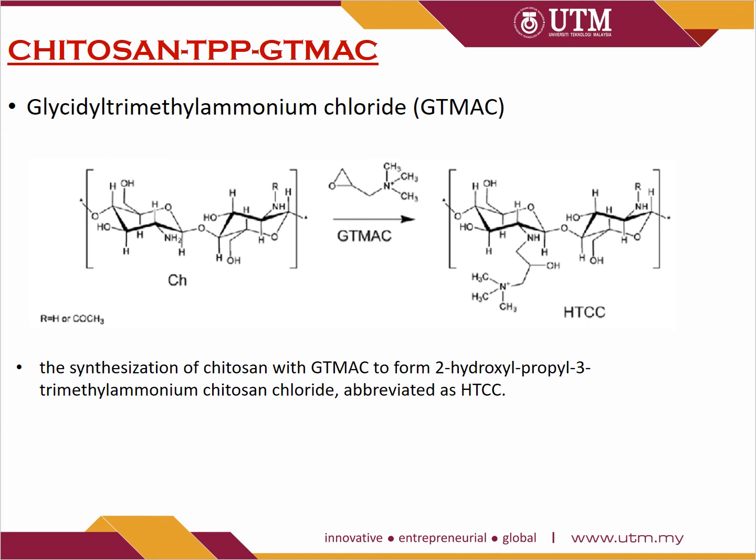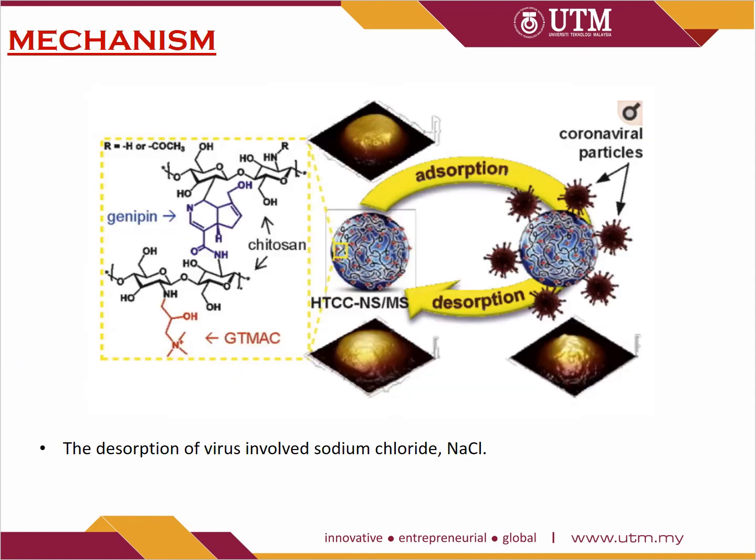This is the synthesization of chitosan with GTMAC to form 2-hydroxyl propyl 3-trimethyl ammonium chitosan chloride, abbreviated as HTCC. So as you can see, the left hand side is chitosan reacting with GTMAC and producing HTCC, hydroxyl propyl trimethyl ammonium chitosan chloride.